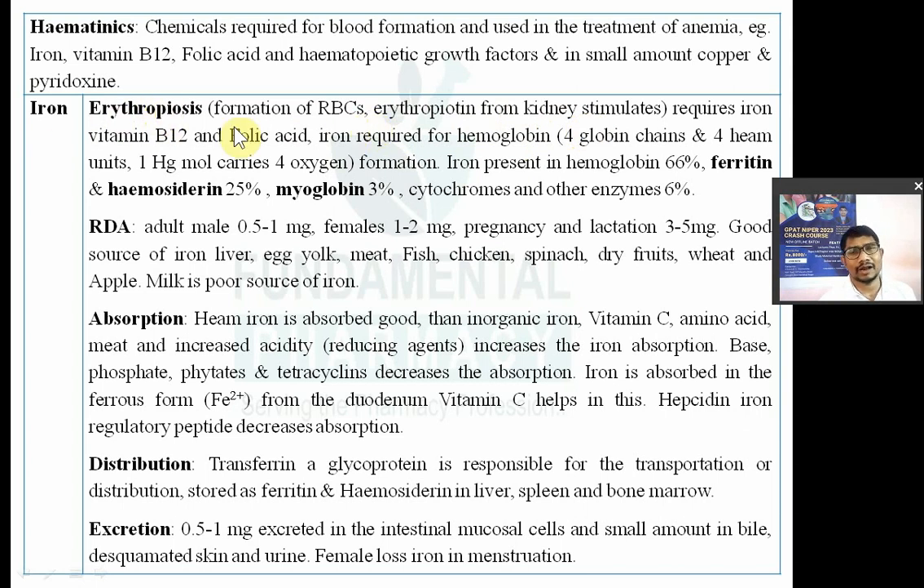Now for RBC formation you require three factors: iron, vitamin B12, and folic acid. These three are required for the formation of RBC. Iron is required for the formation of hemoglobin, while vitamin B12 and folic acid are known as maturation factors for RBC. Now hemoglobin is a metalloprotein which consists of 4 globin chains, and 4 heme units are formed.